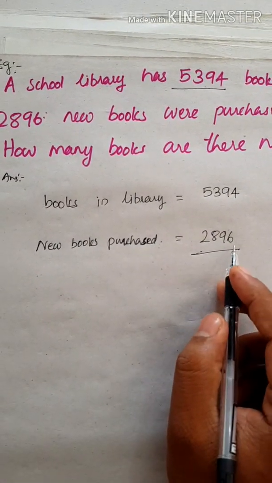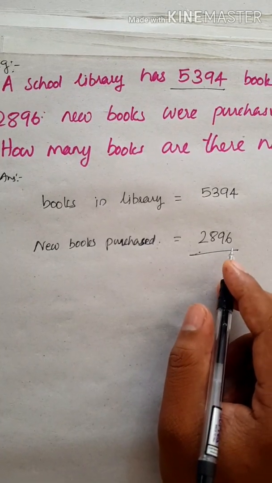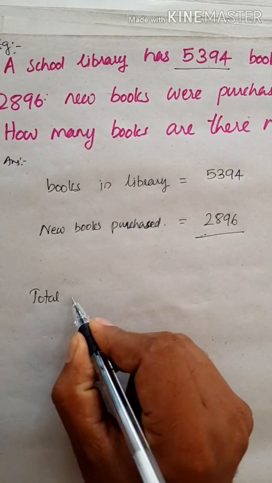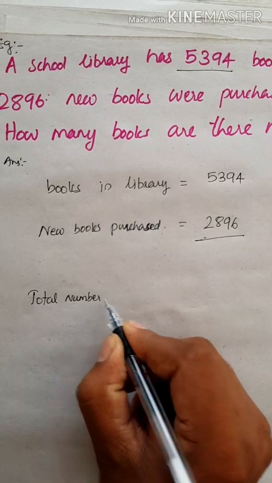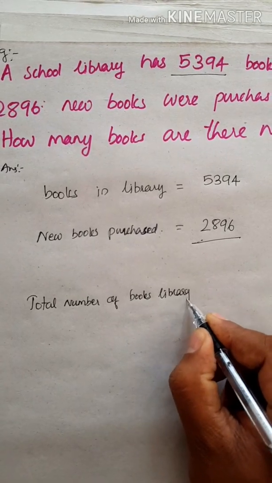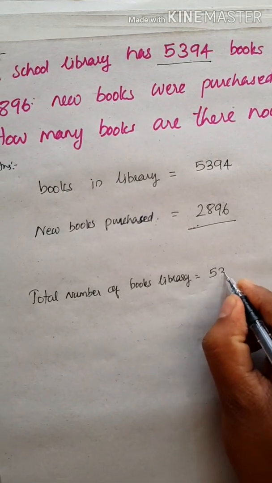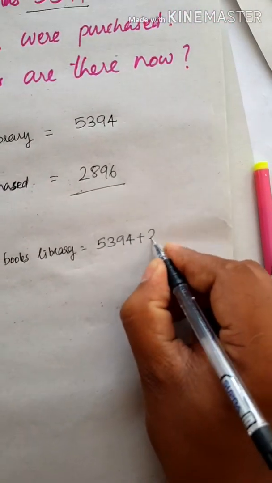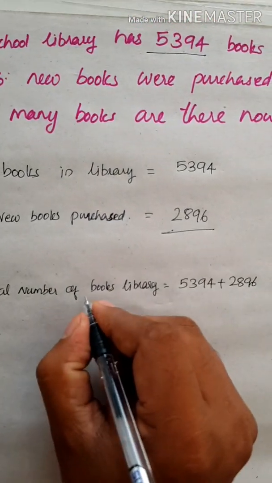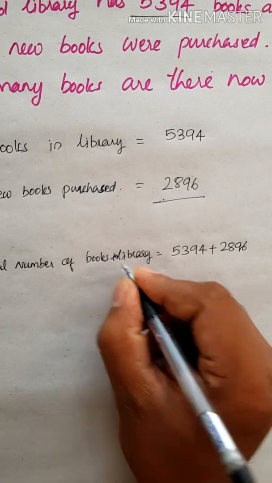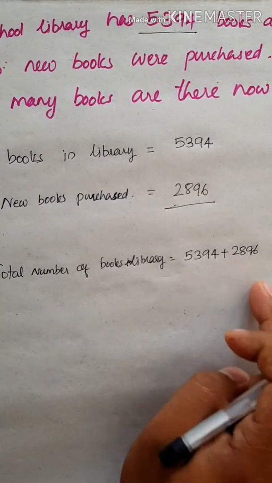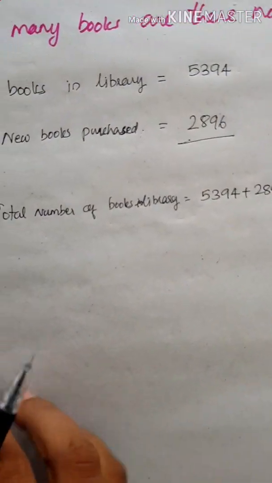5,394 plus 2,896. So we can write like this: total number of books in library is equal to 5,394 plus 2,896. Okay, let us add.